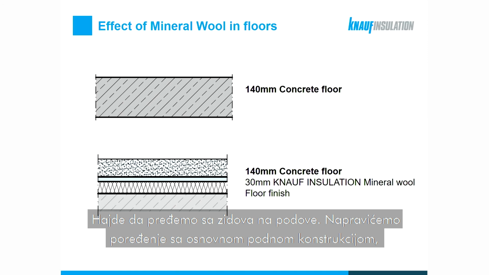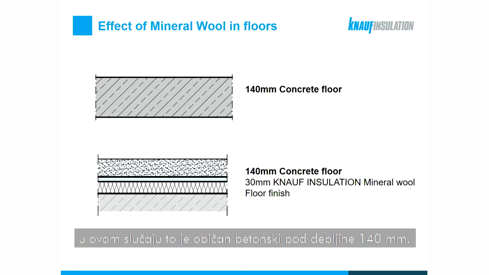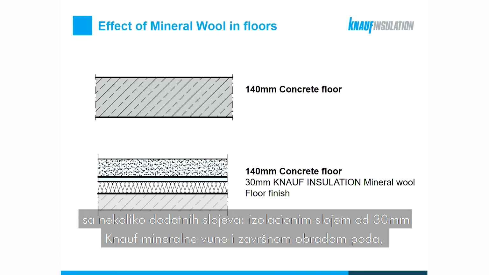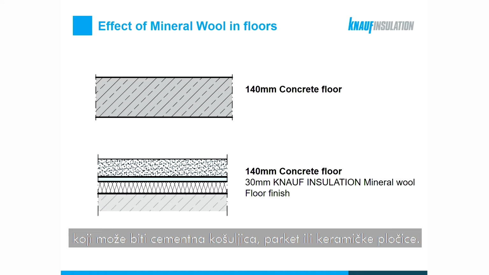Now let's move from the walls to the floors. So we shall do the comparison against the basic floor structure, and in our case it's a simple 140 mm thick concrete floor. We shall compare acoustic performance, the impact sound insulation in this example, with the same floor construction, which has a few additional layers. An insulating layer of 30 mm Knauf Insulation mineral wool, and the floor finish, which can be cement screed, parquet, or just ceramic tiles.